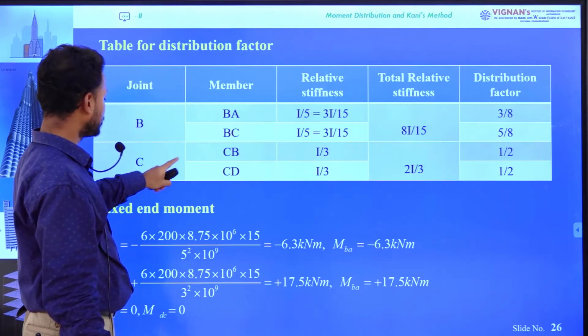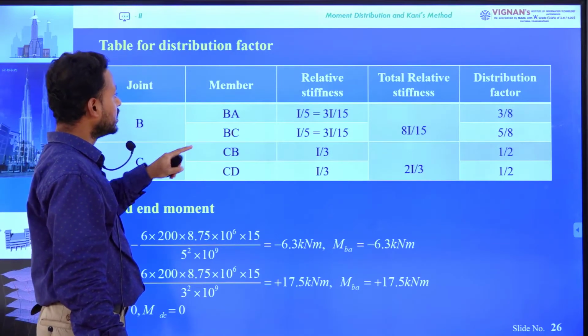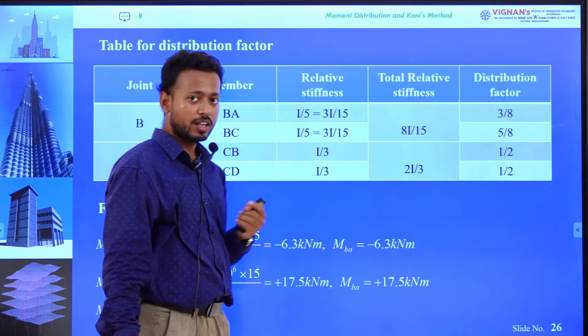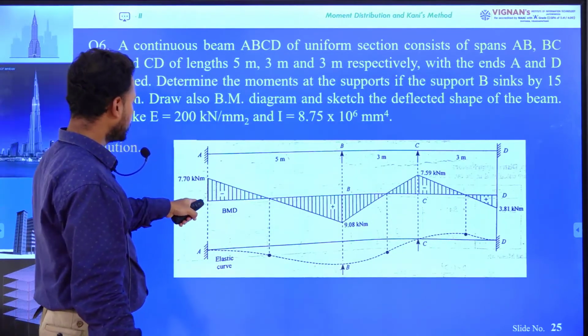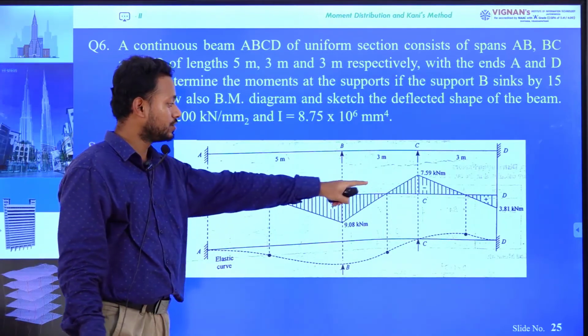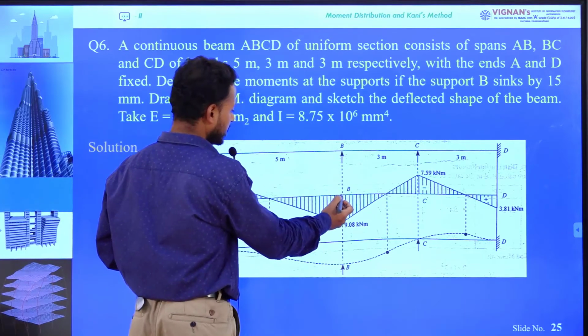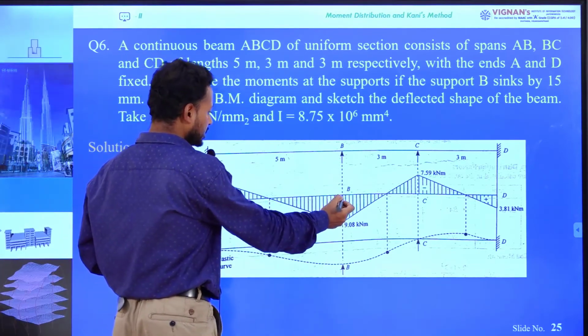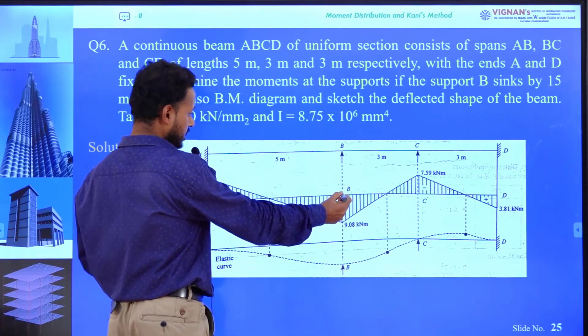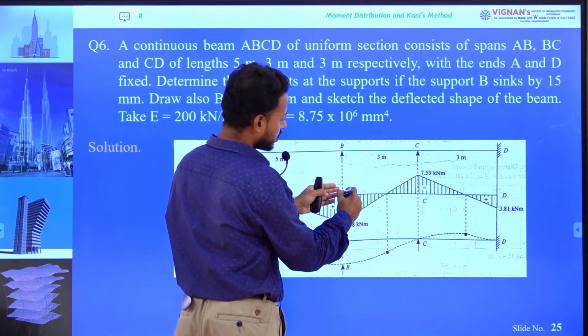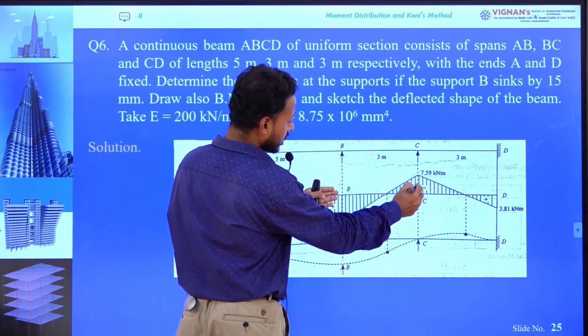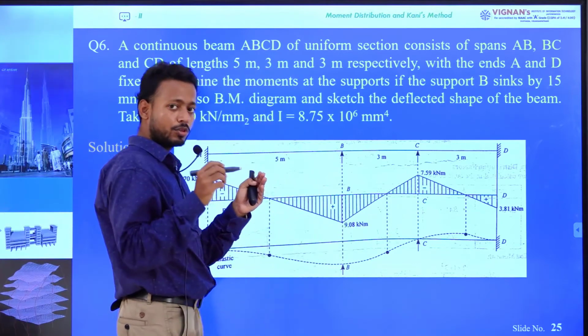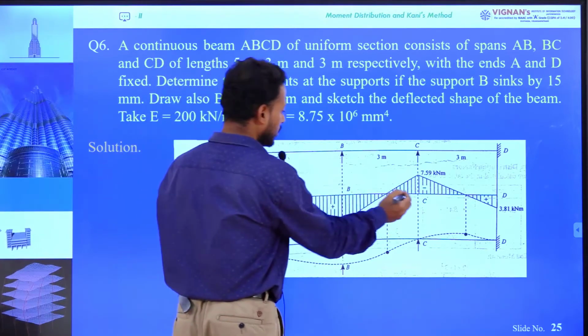C point has also two members, CB and CD. Relative stiffness will be I by L as the far end is fixed. When you are considering BA, you are standing at B point, far end is fixed. Looking at C, this is also an intermediate support. Intermediate support will always be fixed support, so the far end is fixed.